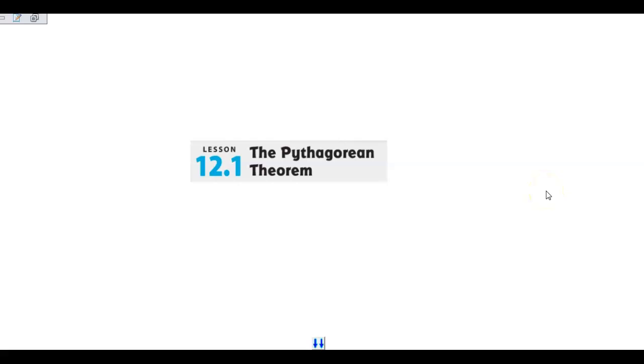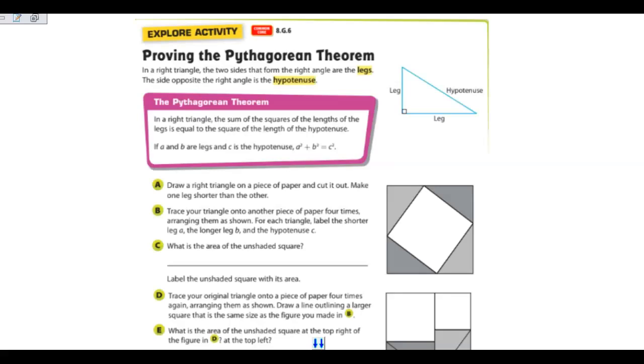Hello. Today we're going to be talking about the Pythagorean theorem, and we're going to start with proving the Pythagorean theorem. In a right triangle, the two sides that form the right angle are called legs. And so here's our right angle. And if I look at the two lines that form it, the two lines are called legs. And they can be labeled as A and B.